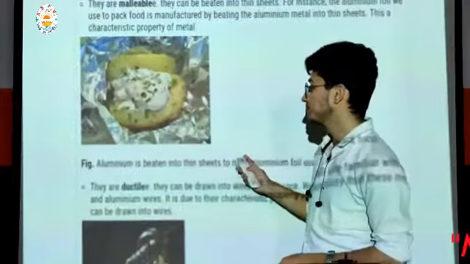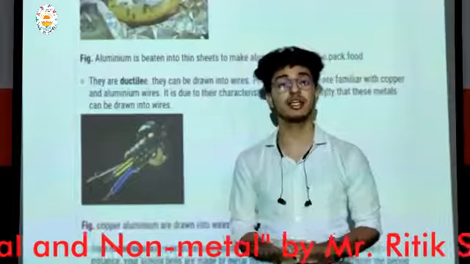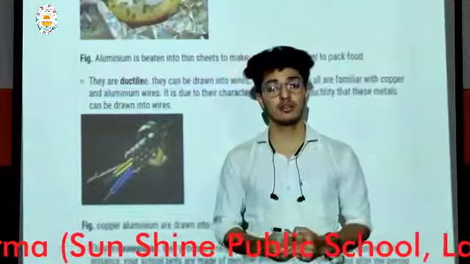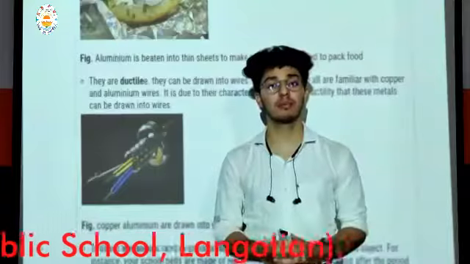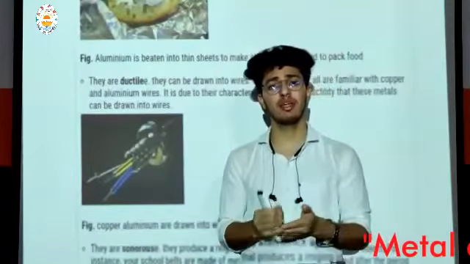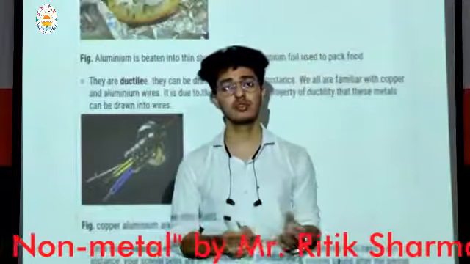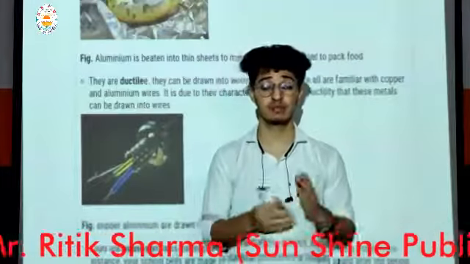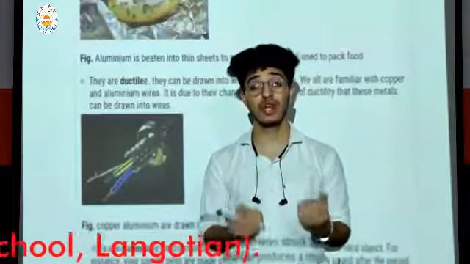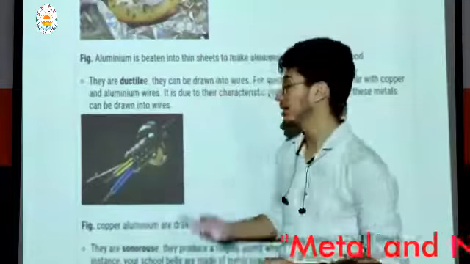Metals are ductile. Ductility, another new word, means they can be drawn into wires. We can make wire out of them. We all are aware of aluminium and copper wire. Why do we use them? Because they are good conductors of heat and electricity, and they also have the property of ductility, that is, they can be drawn into wires easily.